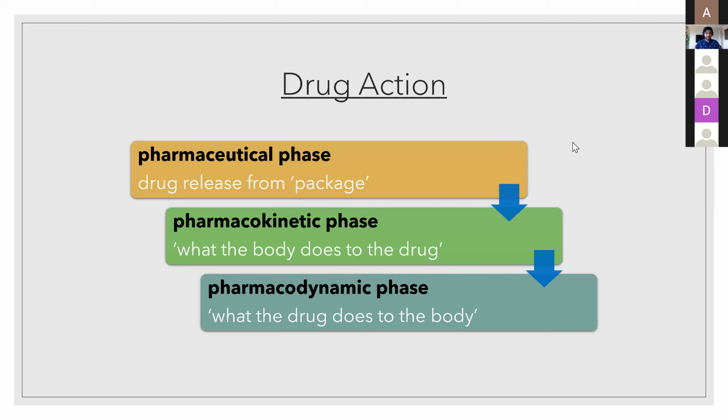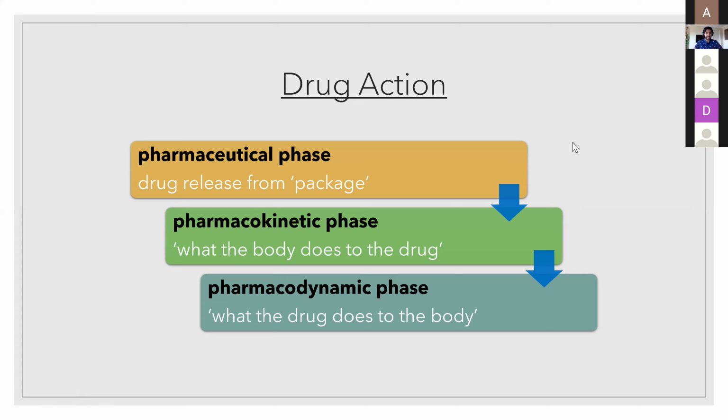So this here depicts the three main phases of drug action. The first being the pharmaceutical phase. And this is essentially where the drug is quite literally released from its package, released from the capsule you swallowed, being removed from a bag of fluids into the patient, whatever it is. Now, the next is the pharmacokinetic phase. And we like to think of this as what the body does to the drug. And finally, we have the pharmacodynamic phase, which is what the drug does to the body.